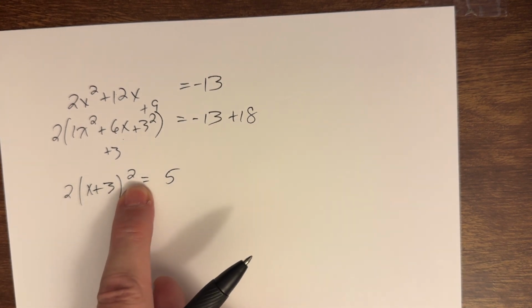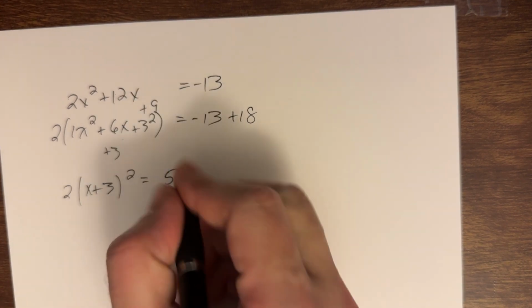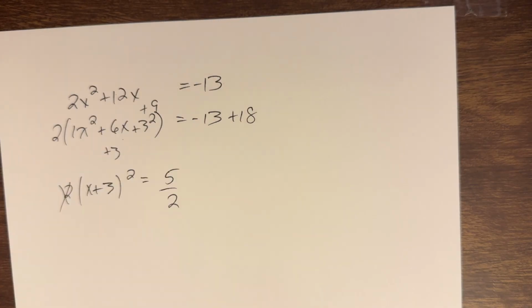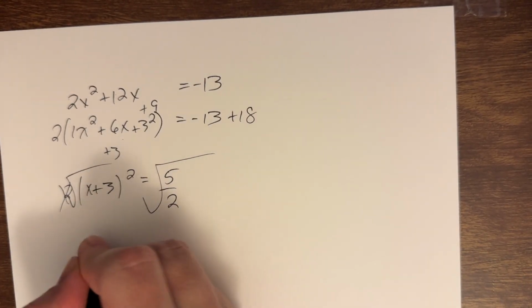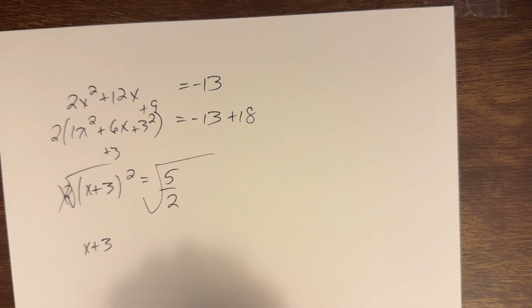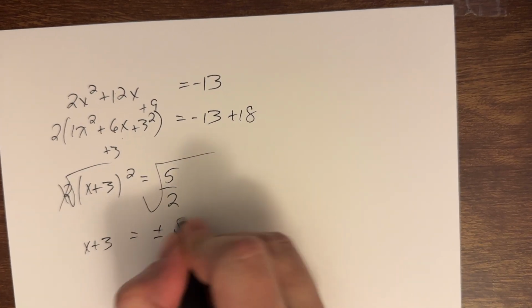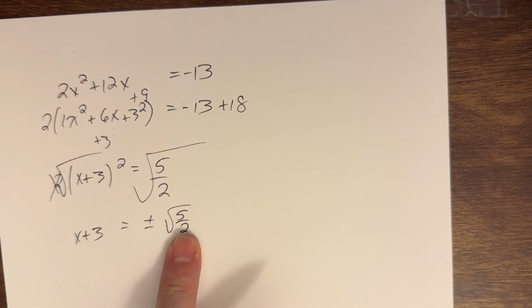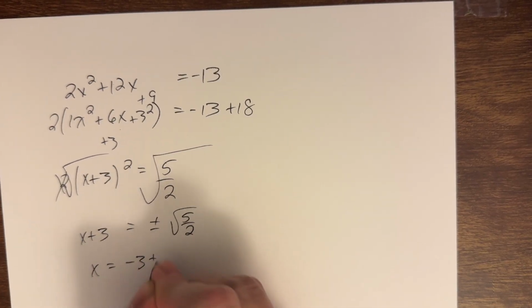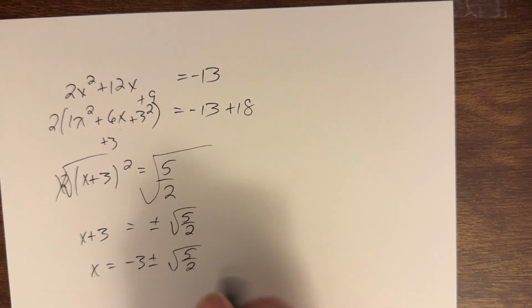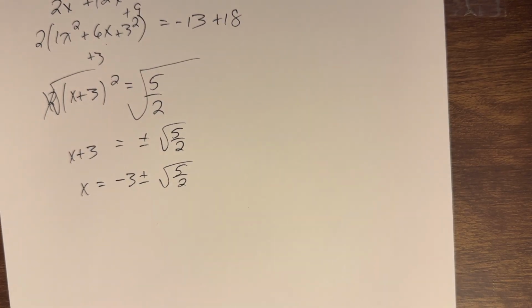Before I get rid of this with the square root, I'll divide both sides by 2. Now I'll take the square root of both sides. x plus 3 on this side, plus or minus radical 5/2 over here. And then I'll subtract the 3: x equals minus 3 plus or minus radical 5 over 2.